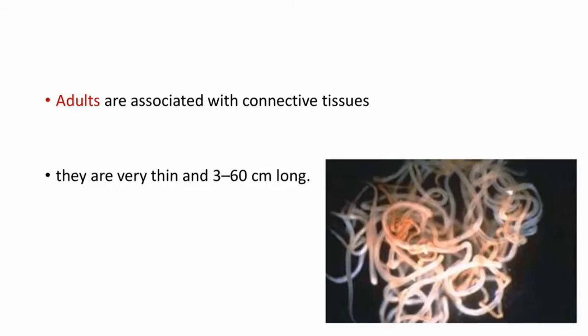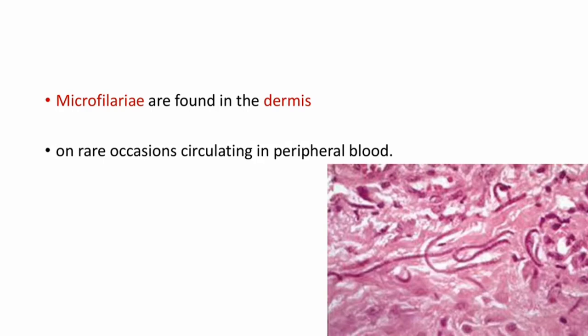Adults are associated with connective tissues and they are very thin, and the length can vary from 3 to 60 centimeter long. So in this picture you can see the adult worm, 3 to 60 centimeter long. So we told the adults are seen in connective tissue.